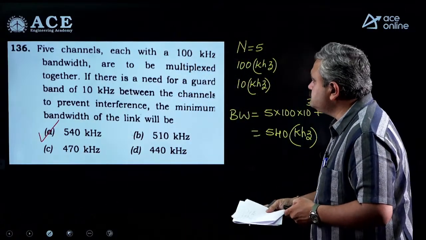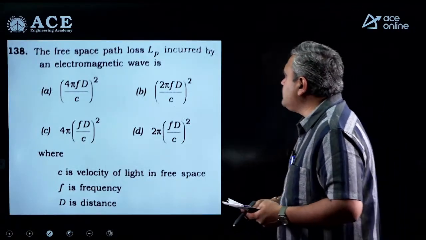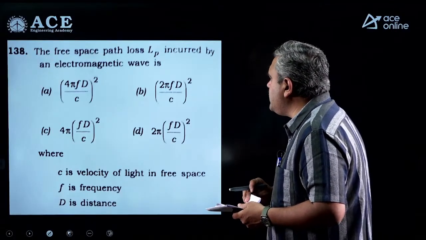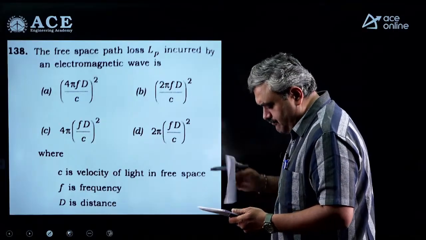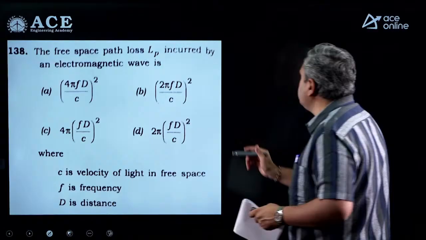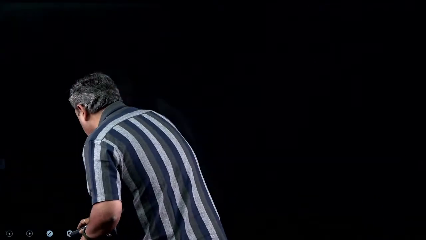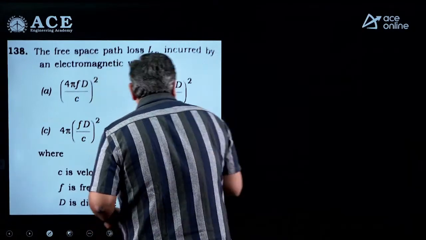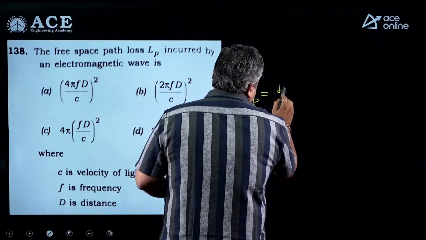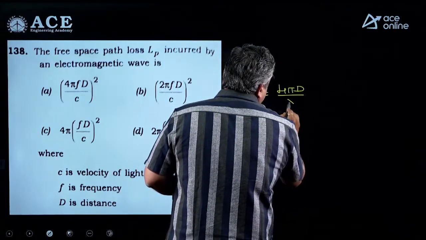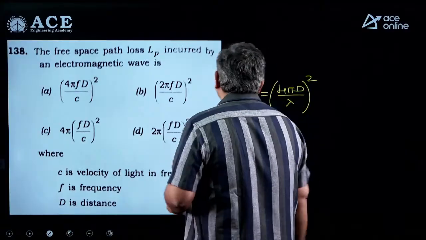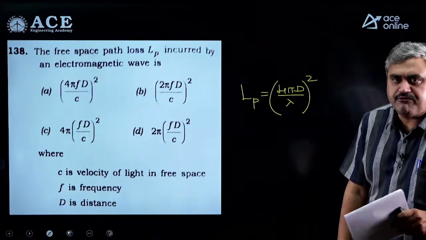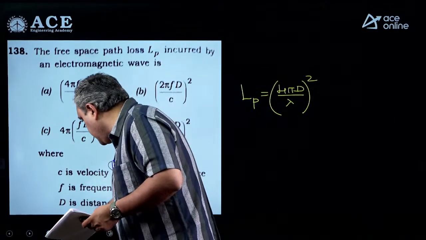Next, the free space path loss incurred by an electromagnetic wave is given by dash. It is (4 pi d by lambda) whole square. The total path loss formula which you will use is LP equals (4 pi d by lambda) whole square. Here d is the distance, 4 pi is a constant, and lambda you can write as C by F. So, definitely it will be option A.